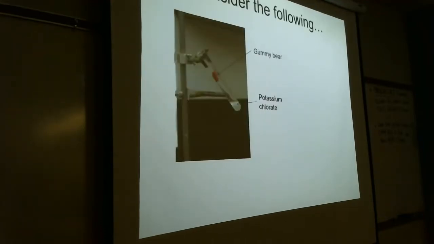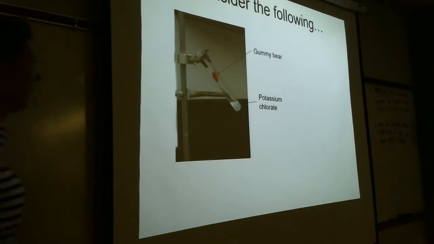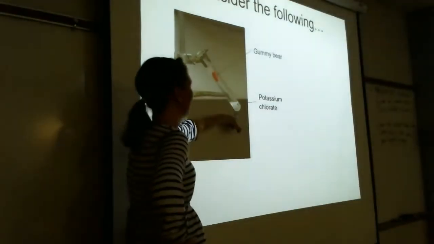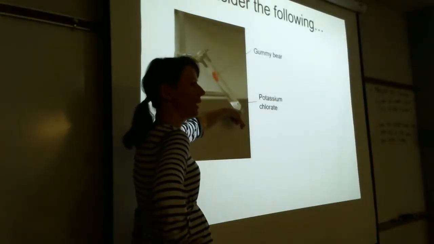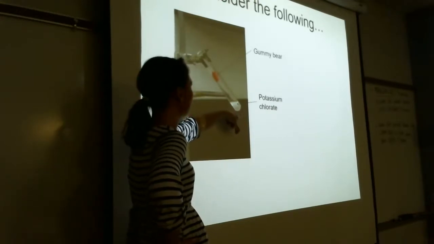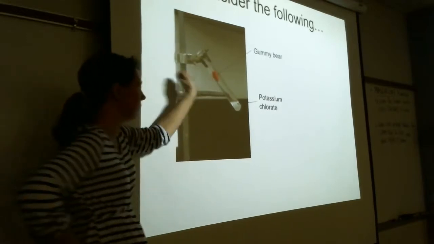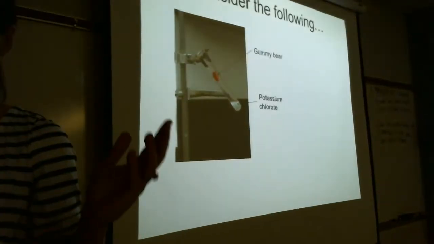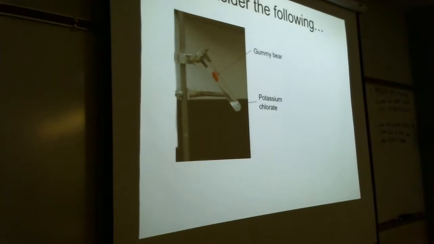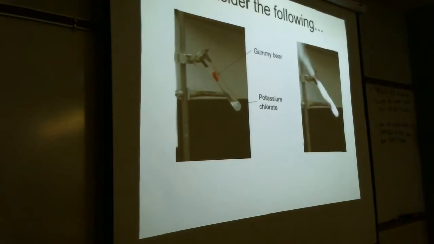Okay, so consider this reaction. Now, I'm not going to do it because it makes a giant mess, but here's pictures, okay? You got a gummy bear, you got a solution of potassium chlorate. Chlorate isn't one of the polyatomic ions. You had to learn that ClO3 minus, so this would be KClO3. Take your gummy bear, chuck it in. What's going to happen? Any predictions? Anyone want to guess what happens? You make a big mess. Yeah, you just make a big giant mess. All right, so I'm not doing it as a demo because I don't want to clean up all the mess.